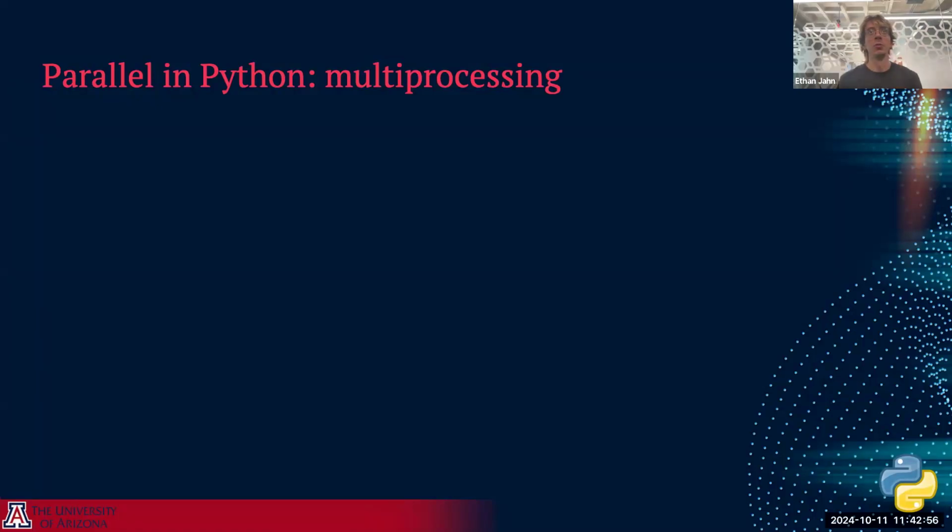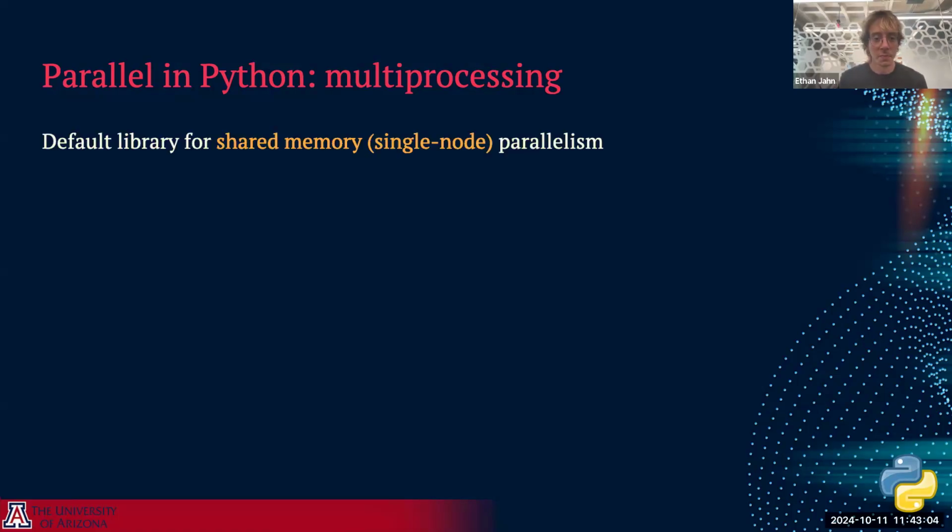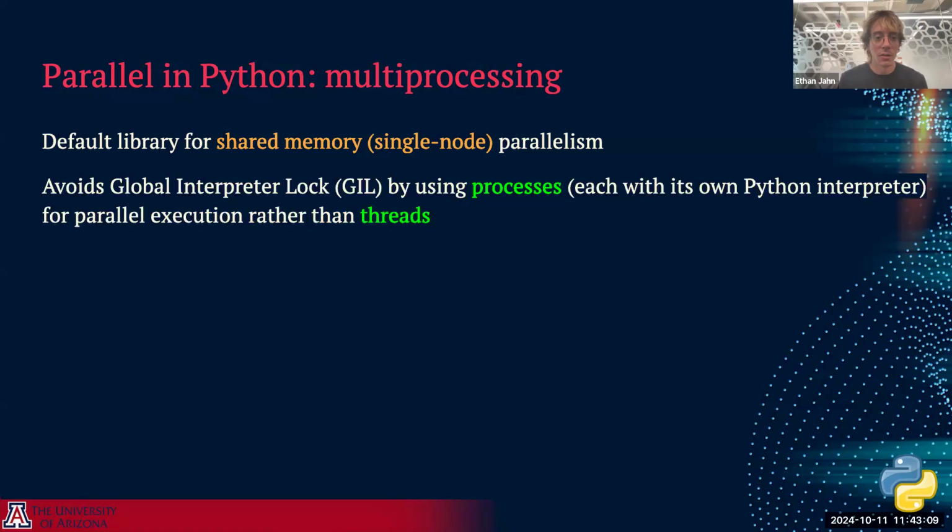But we're going to get into using two libraries for parallelism in Python. The first that we'll talk about is called multiprocessing. This is the default library for shared memory parallelism. Python has this thing called the global interpreter lock that forces it to be serialized.